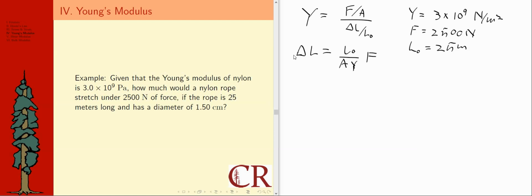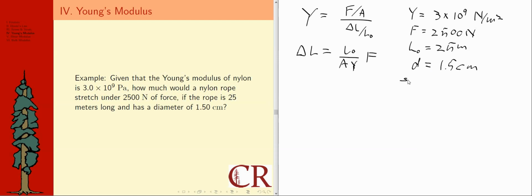We've got these two formulas, so we're probably going to wind up using this one. The Young's modulus had to change, but the amount of force applied is still 2,500 newtons. The length of the rope is still 25 meters. I think before it was a cable, though. One thing that's a little bit different now is that the diameter given to us is 1.5 centimeters. I think it was half a centimeter before, right?